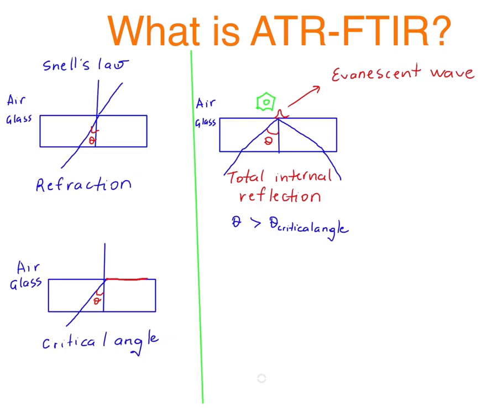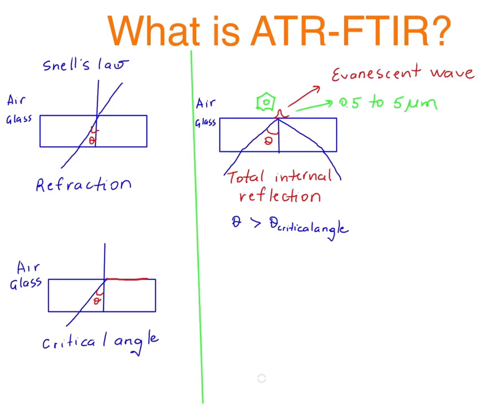It decays exponentially with the distance from the surface. Typically, this field penetrates about 0.5 to 5 micrometers, and then it just decays. The exact penetration depth depends on the wavelength of the infrared light, the angle of incidence, and the refractive indices of both the crystal and the sample.